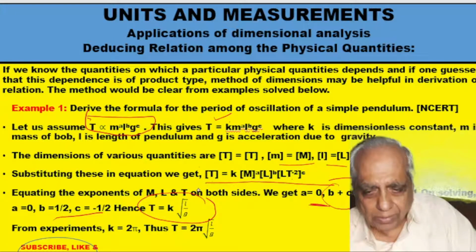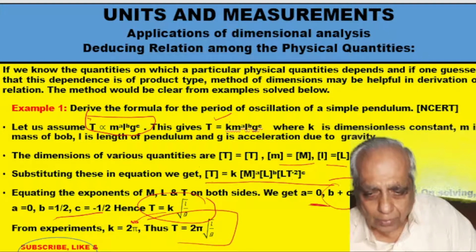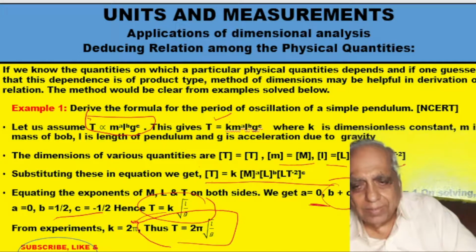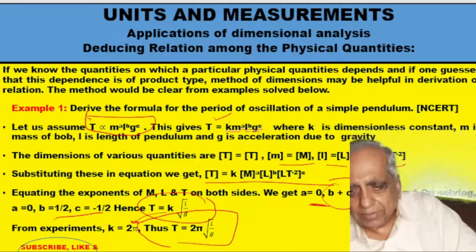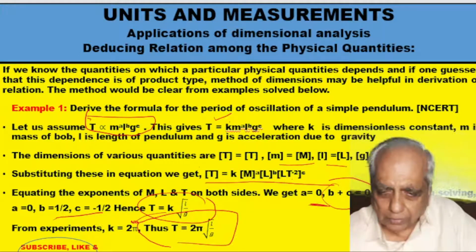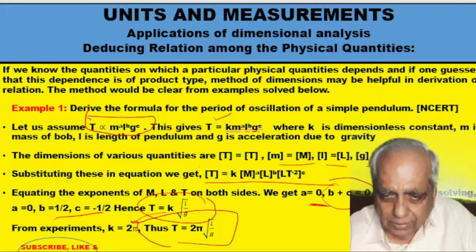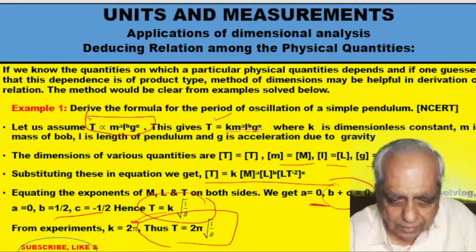Now by experiments, they have found the value of k is 2 pi. So I will say T is equal to 2 pi root l upon g. In this manner, we can make an equation or find the relation between various physical quantities. Okay, so now we'll go to the next.